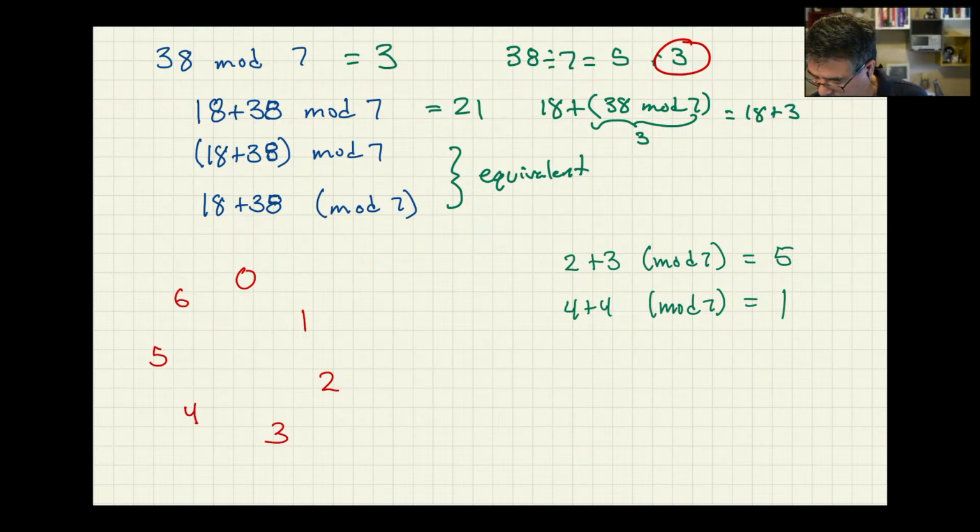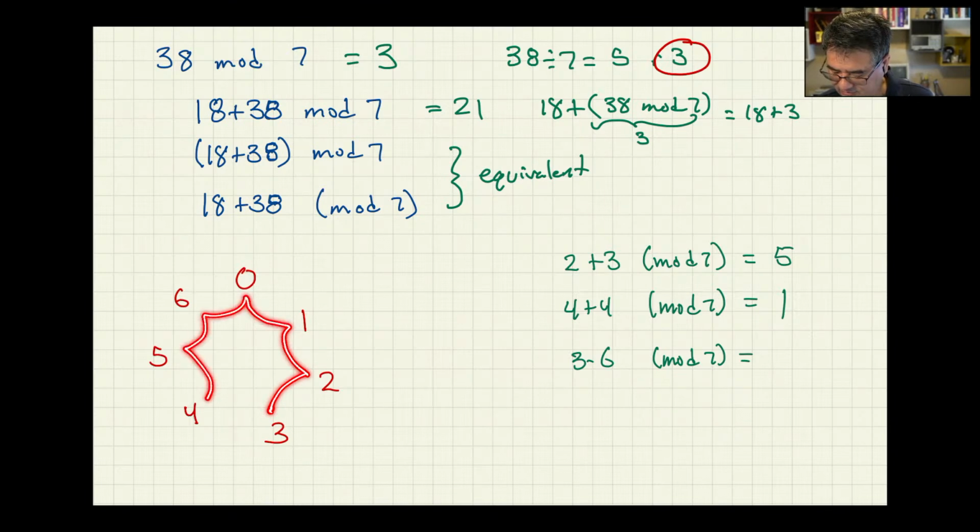Let's do 3 minus 6, mod 7. So in this case, we start at 3, and to subtract, we go the other way around the wheel. 1, 2, 3, 4, 5, 6, and we end up at 4.